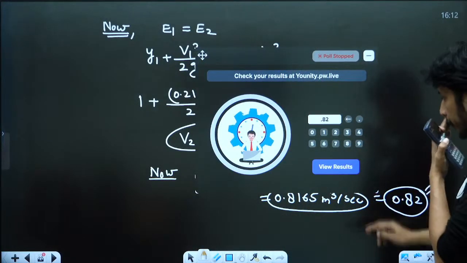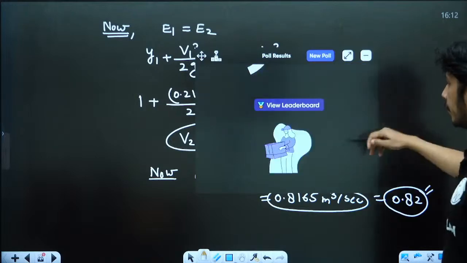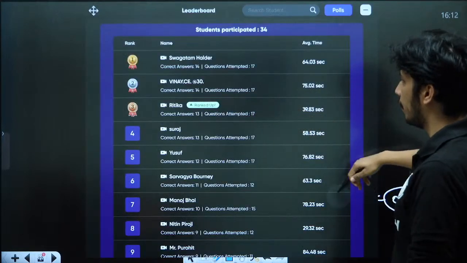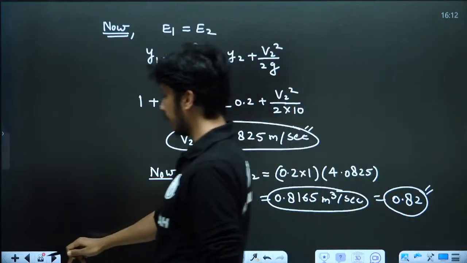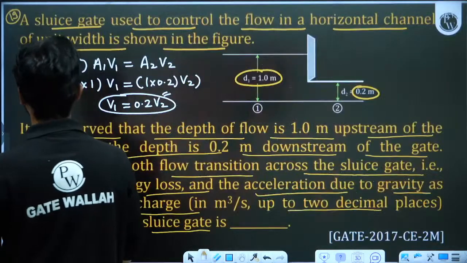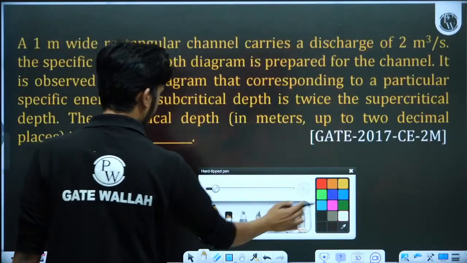Is it clear? 71% have given the correct answer. This is the leaderboard: Swagatam, Vinay, Ritika, Suraj, Yusuf, and overall 34 students have given the correct answer. Okay, so this was question number 19. This is question number 20.